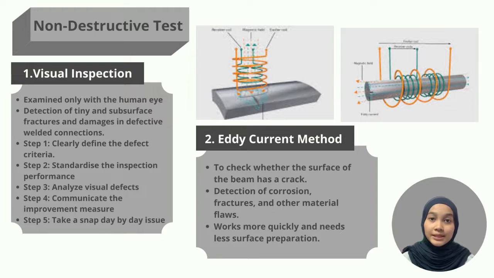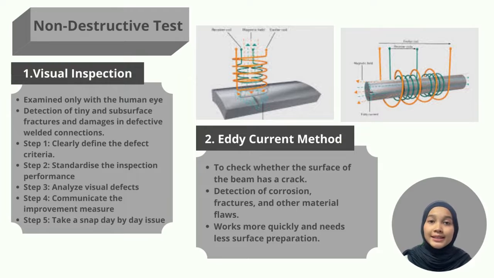Visual inspection must be done before, during, and after the solution. First, the engineers must clearly define the defect criteria of the beam, then standardize the inspection performance. After that, they must analyze visual defects such as the twisted beam and communicate the improvement measure. Finally, take a snapshot of day-by-day issues to define the difference or any problem occurring. Next, for the second non-destructive test, the eddy current method.